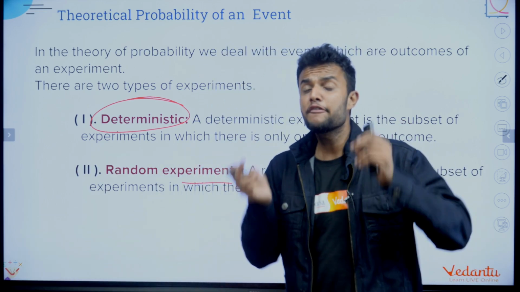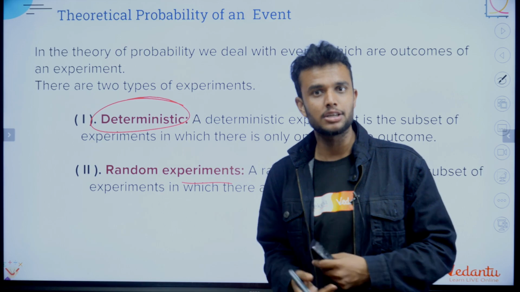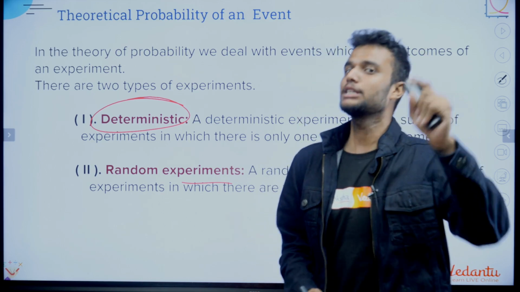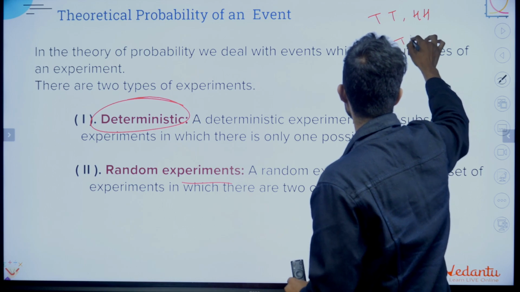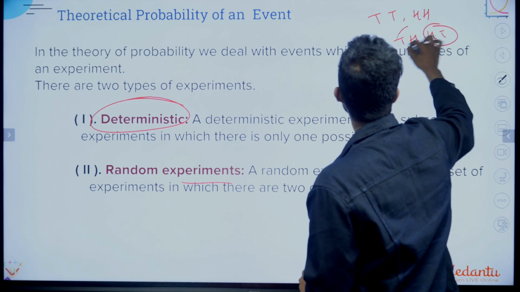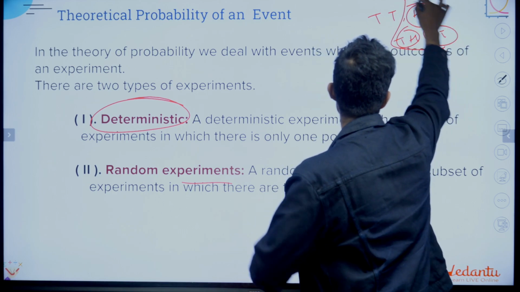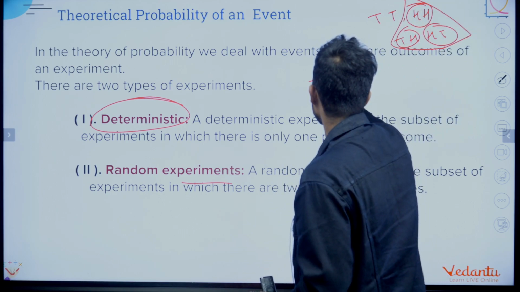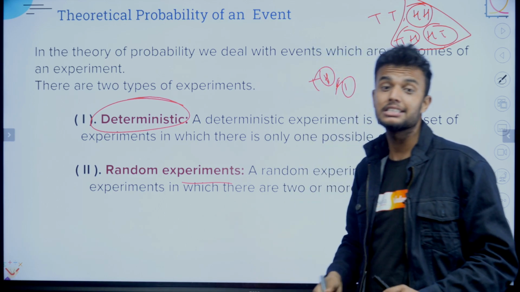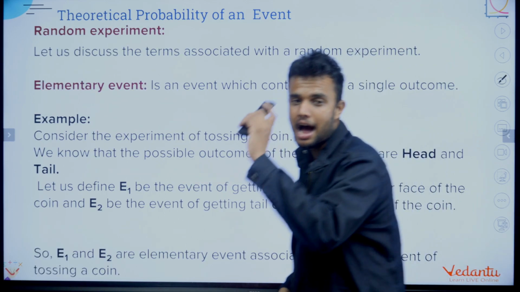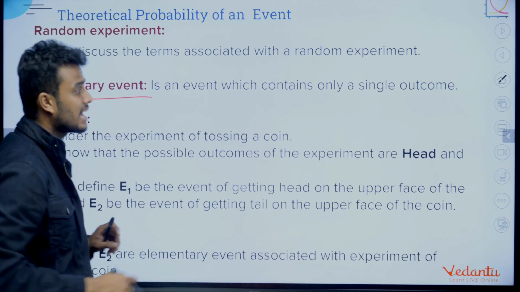For example, if you toss 2 coins at the same time, what is the probability of getting at least one head? Maybe TT comes, maybe HH, TH, HT. In 3 cases, at least one head is there. It is an example of a random experiment. If you toss 1 coin and you get only 1 possible outcome, this is called deterministic. I hope it's clear.